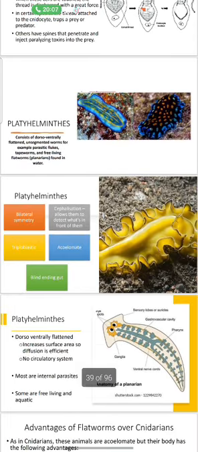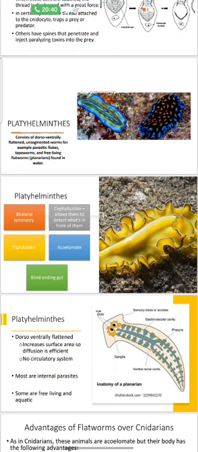Platyhelminthes consists of dorso-ventrally flattened, unsegmented worms, for example, parasitic flukes, tapeworms, and free-living flatworms, planarians found in water. Platyhelminthes have bilateral symmetry. They have cephalization, which allows them to detect what is in front of them. They are triploblastic. They are acoelomates, and they have a blind-ending gut.